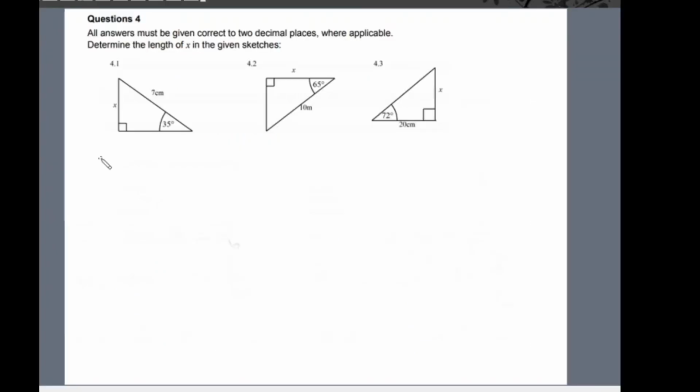Okay, so now we have question 4. All answers must be given correct to 2 decimal places where applicable. We must determine the length of x in the given sketches. So 4.1, we are calculating x. So they want the value of x.